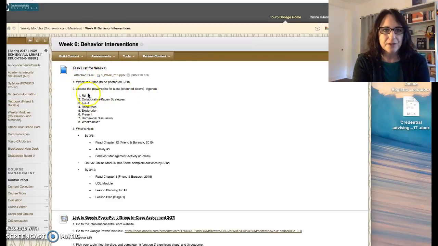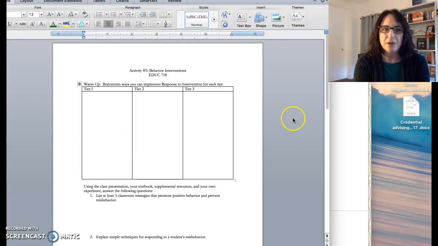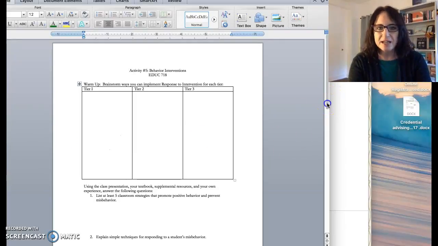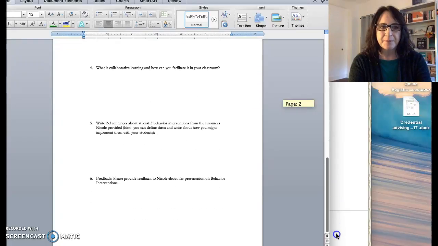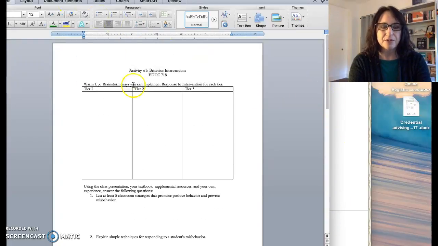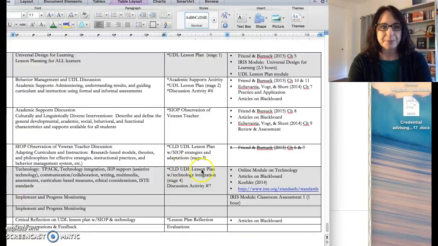So we've already gone through and finished the agenda for last night. By the 5th, I'd like you to read chapter 12, complete activity 5, which I think is right here. Remember I gave you time in class to think about this and start writing notes. It really follows along with your textbook, with what we talked about last night, and with the RTI information from the weeks before that we've been building up to.